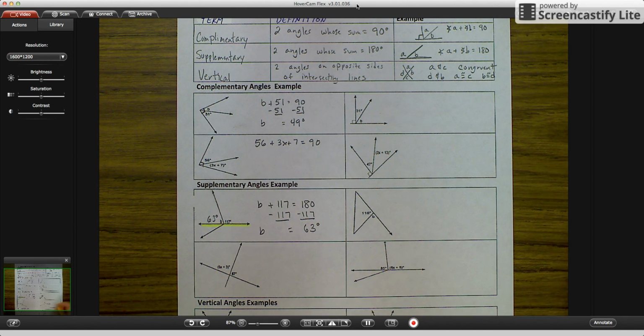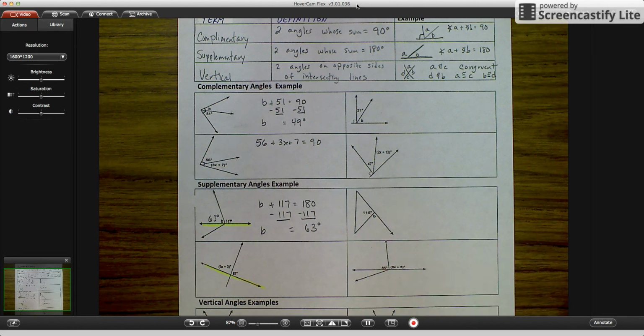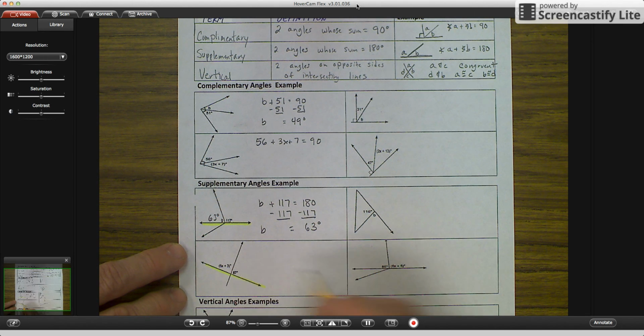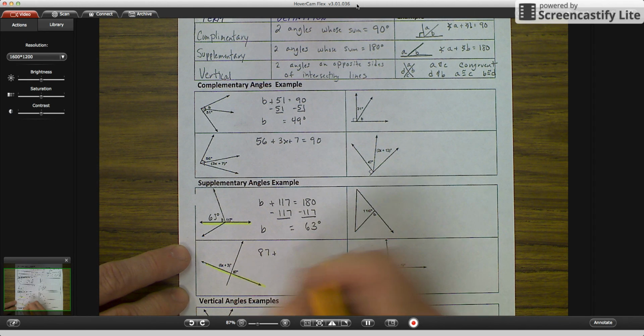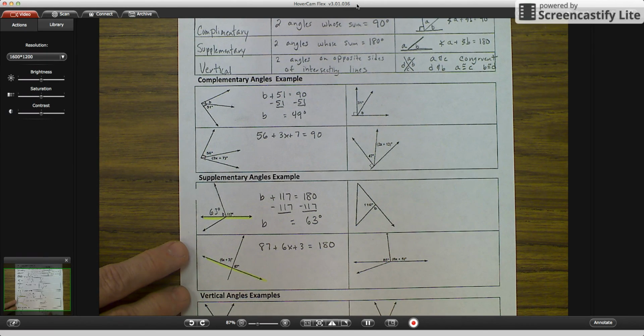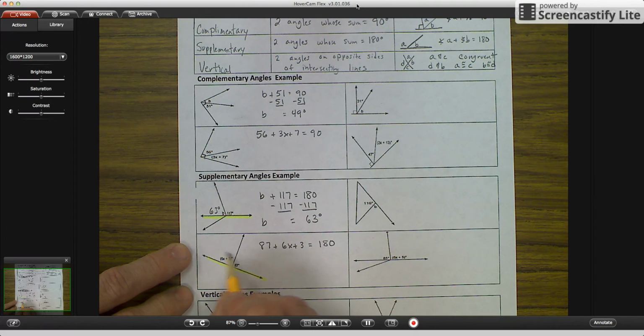Another one that I'll look over here is, again, you see a straight edge, straight line. And we have 87 degrees here, and we have 6x plus 3 there. They're both two angles next to each other on a straight line. So we would say our first angle plus our second angle has to equal 180. And you would solve that again for x. Substitute x back in to find the angle measurement.